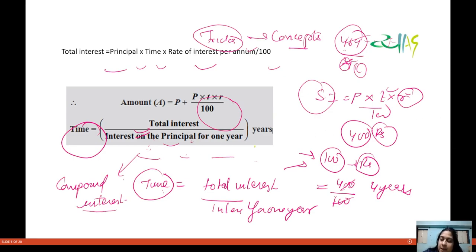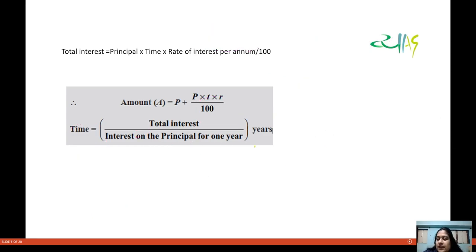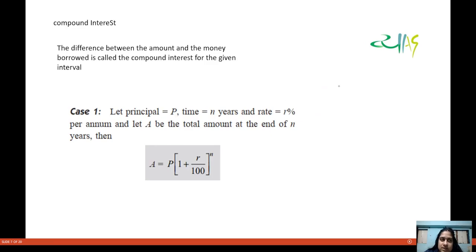Beware of that. Okay, then let us move on to our next concept. Compound interest. Now let us study compound interest in a little bit more detail. The difference between the amount and the money borrowed is called compound interest for a given interval.